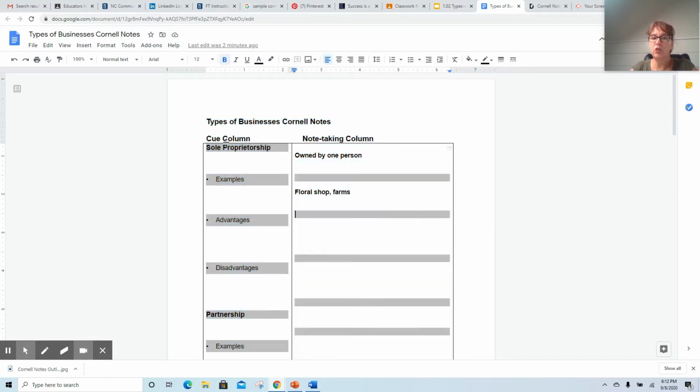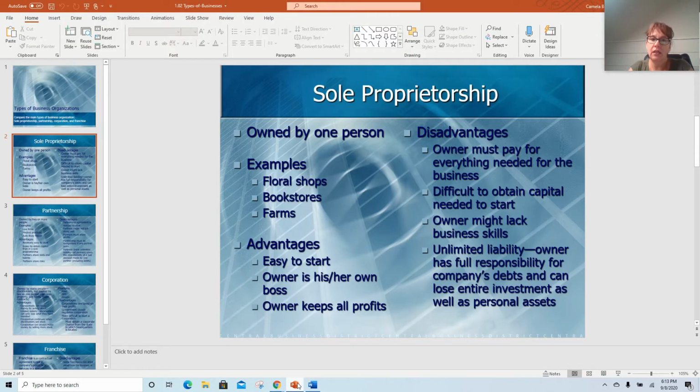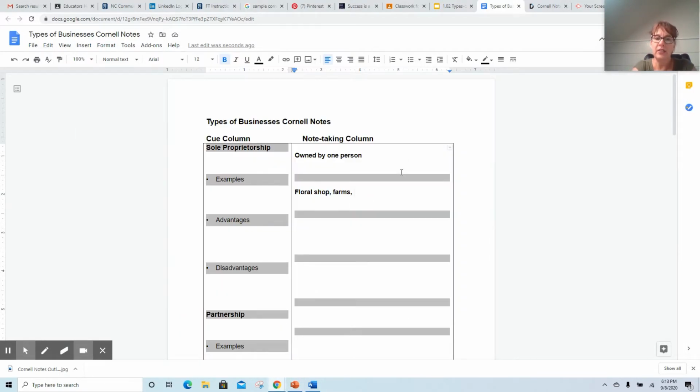So if you look, cue column, note-taking, very first thing, sole proprietorship, owned by one person. Examples: floral shop, farms. And the other one that I did not list is bookstores. Now, this is not the limits of just sole proprietorships. These are some examples that we're doing throughout our presentation.